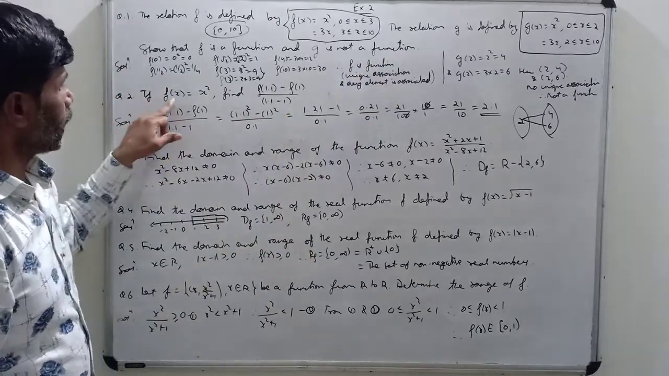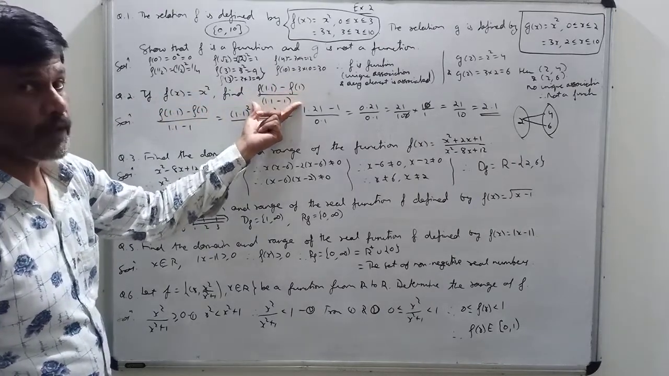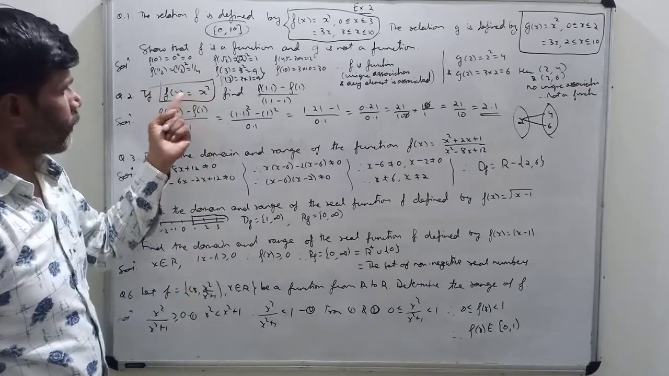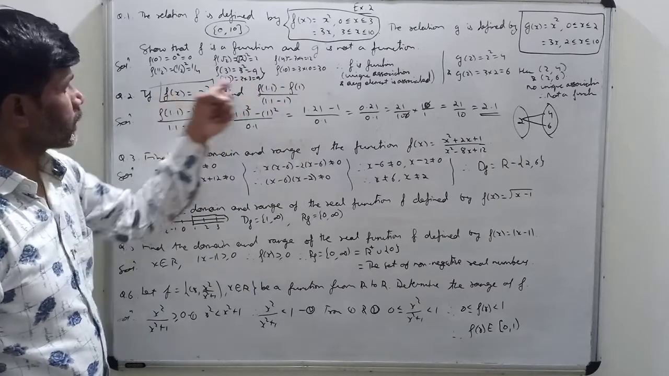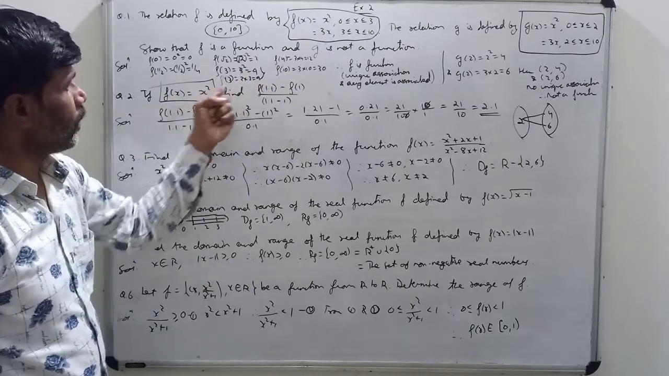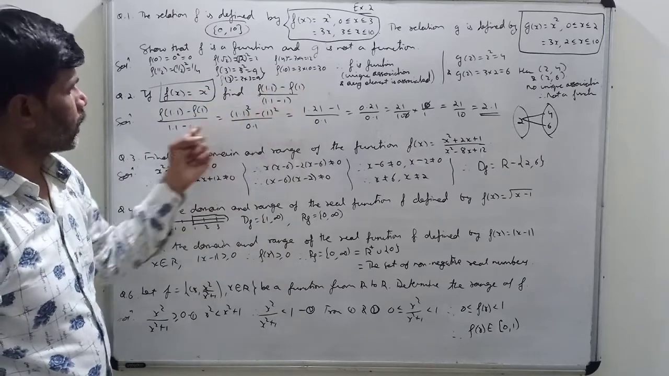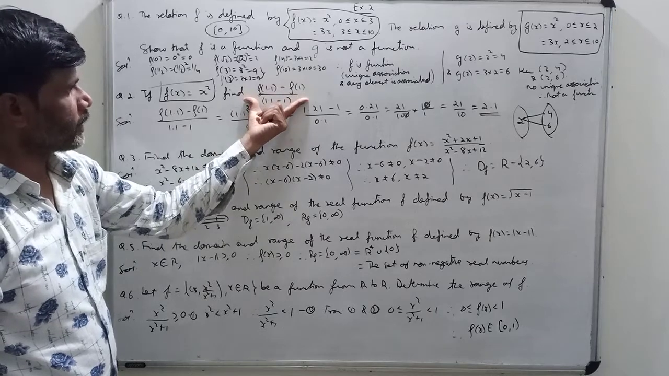Okay, question number 2. If f(x) is equal to x square, find f of 1.1 minus f of 1 upon 1.1 minus 1. Okay, very simple. In place of f(x), here it is x square. So f of 1.1 will be what? 1.1 the whole square. In place of x, here it is 1.1. Then f of 1 is what? 1 square. 1.1 minus 1 is how much? 0.1.